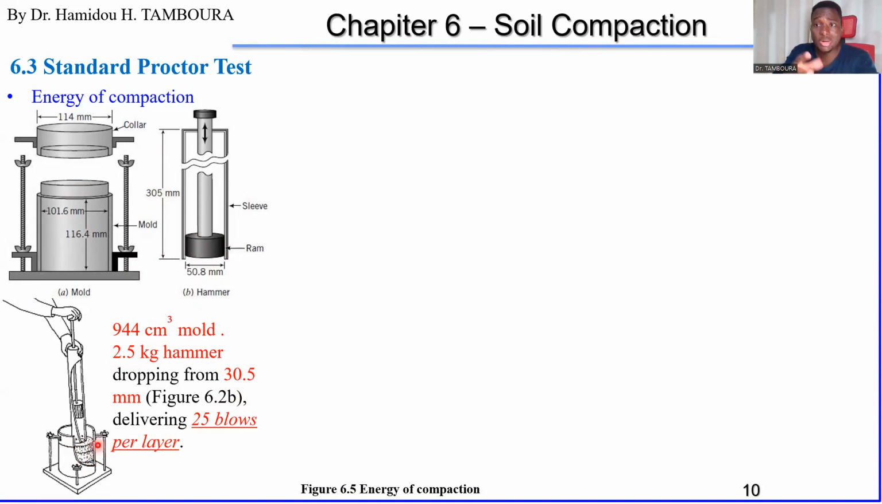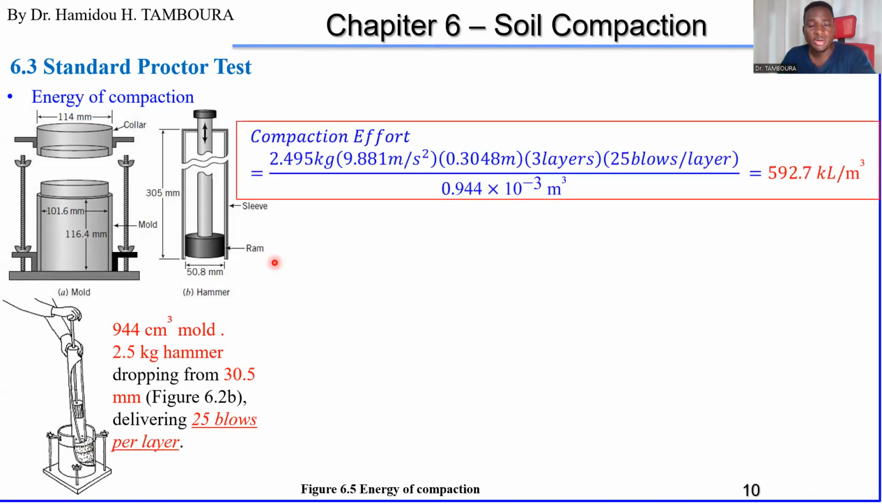By knowing that, we can calculate the energy used in this test, the energy used for this compaction. Okay, how to do that? Here is the compaction effort. This is the weight, the exact weight, 2.495 kilogram. This is what we are saying here, 2.5 kilogram, just approximation. The exact weight is here. So you multiply this weight by the gravity, g, 9.81 here.